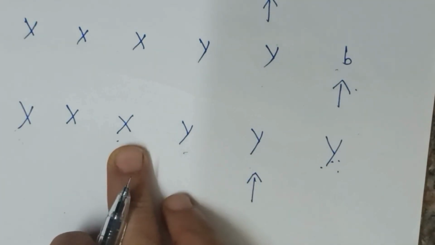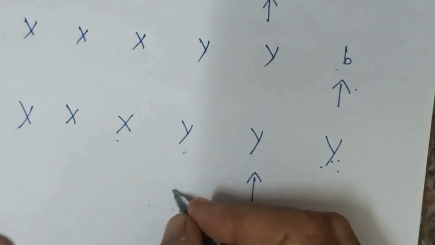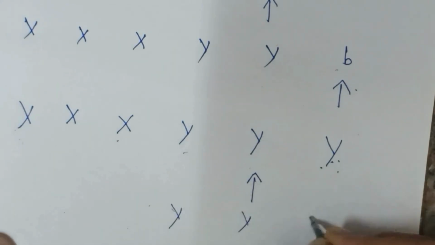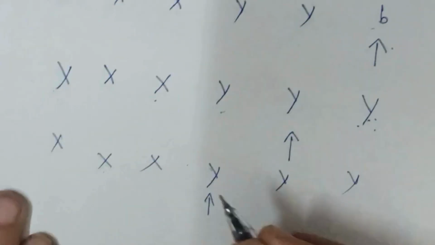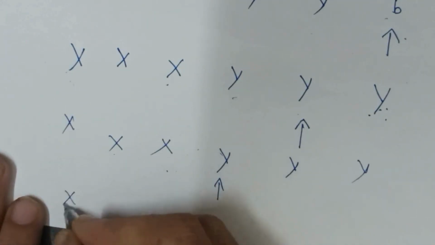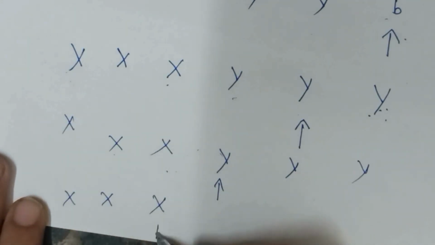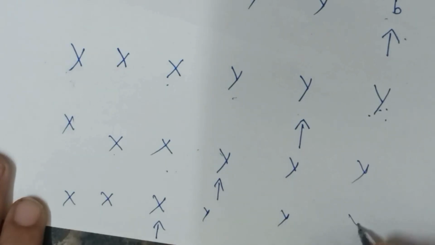All Y's are read. So read Y, write Y, move to left. Here we are. Next, read X, write X, move to right. Now we should move to right.